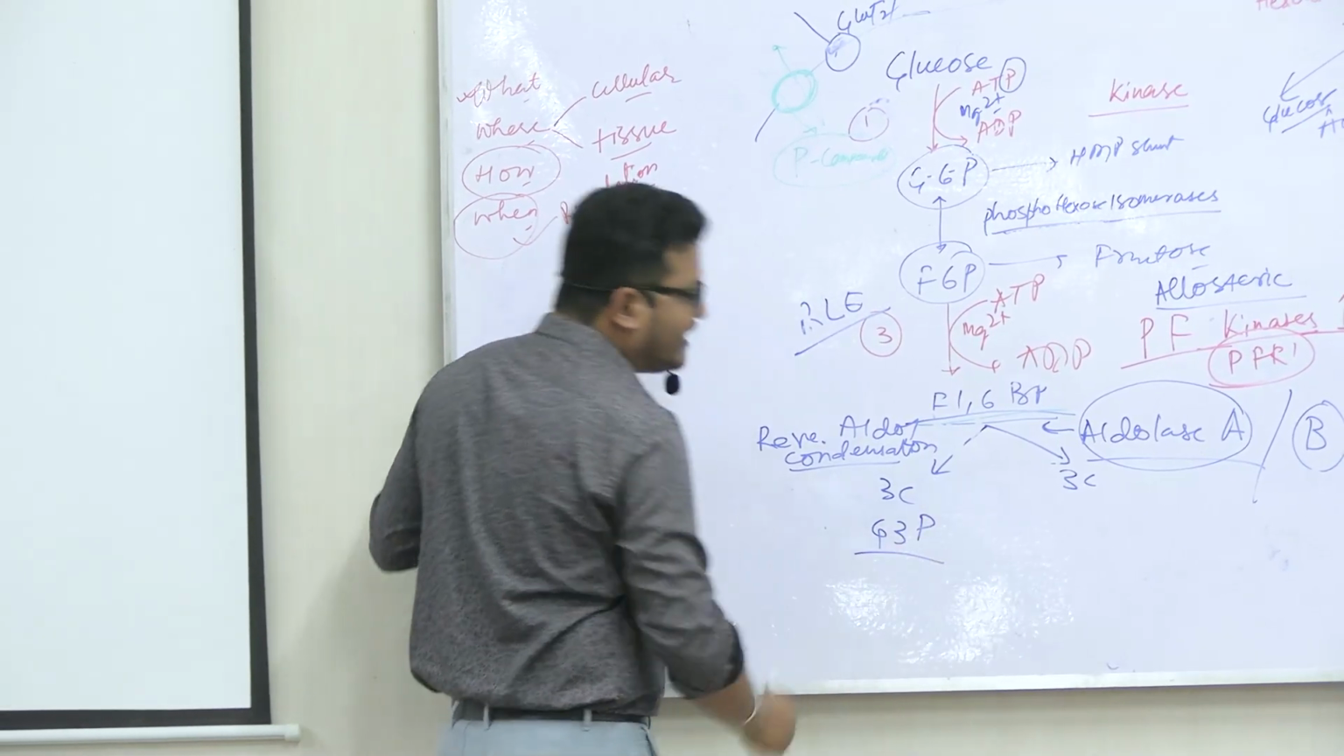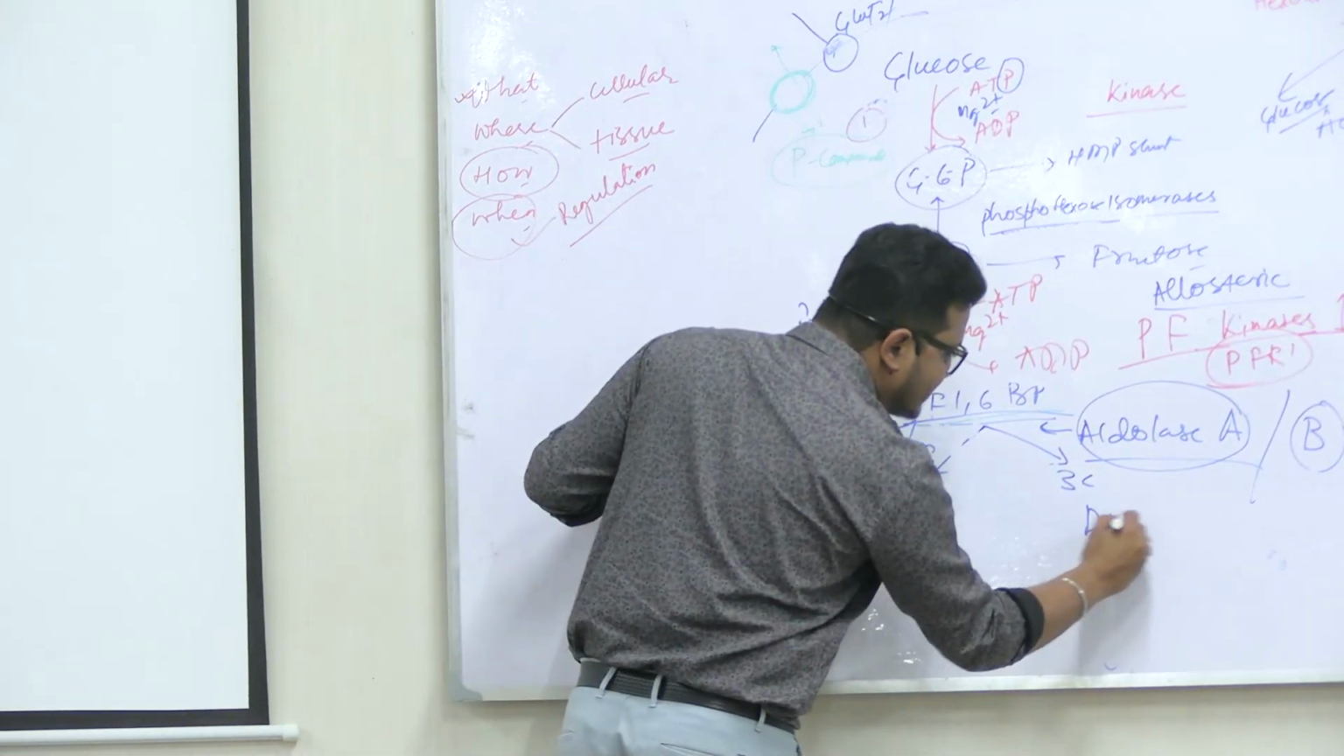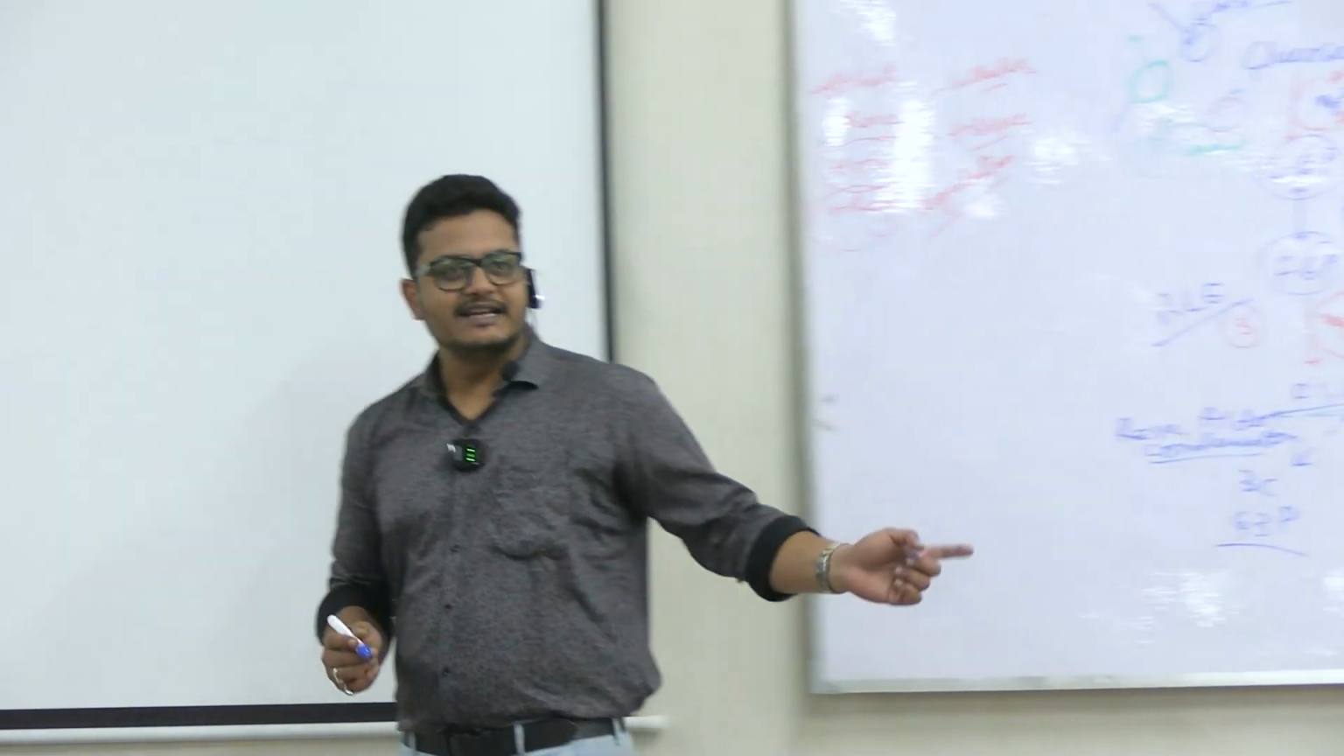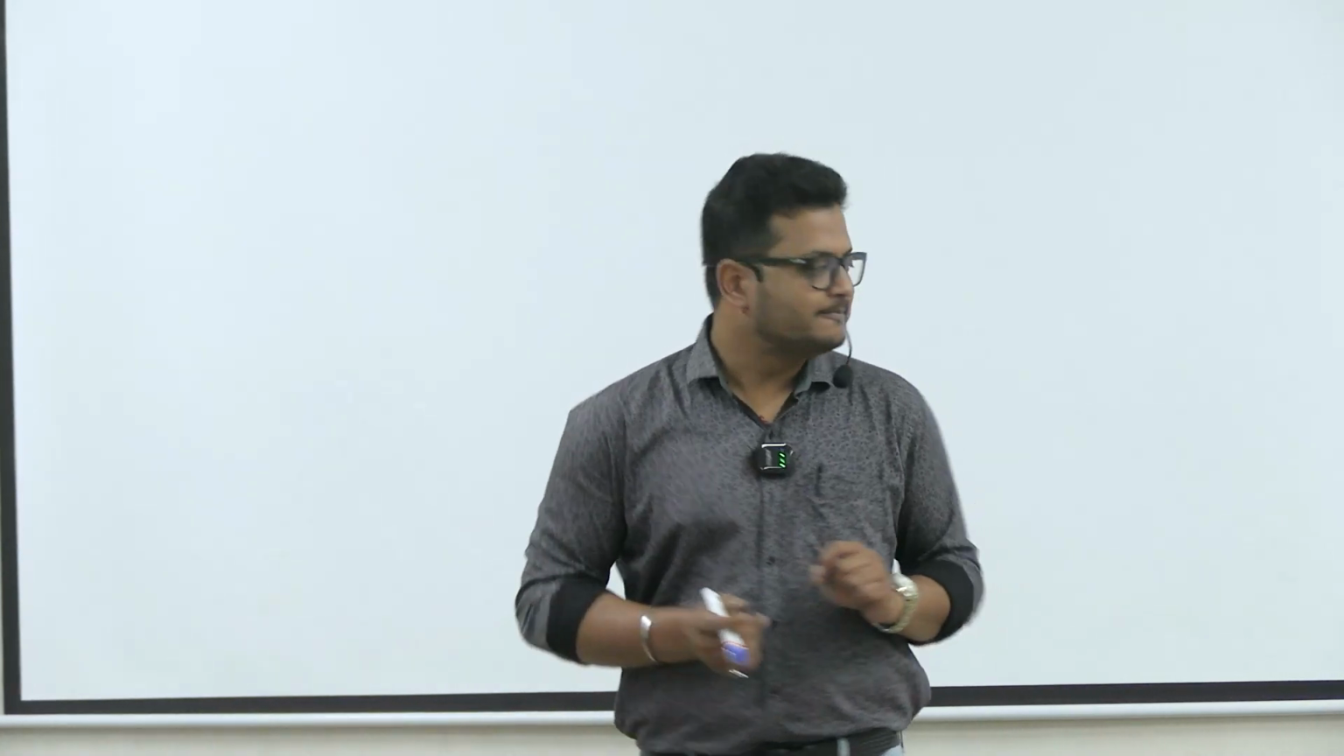The products should be glyceraldehyde 3-phosphate and DHAP, and some of you call it DHAP. Don't call it DHAP. I have heard many students calling it that. No, it is not. The full form is dihydroxyacetone phosphate. In school terminologies they use this. I know, it is okay. But now you cannot say it like that. It is dihydroxyacetone phosphate.